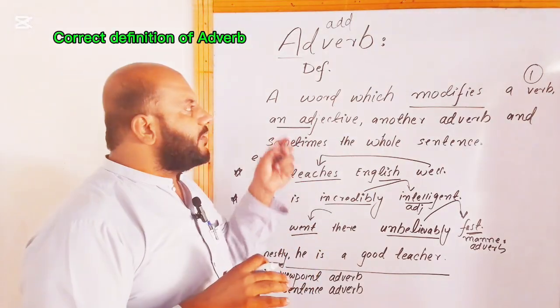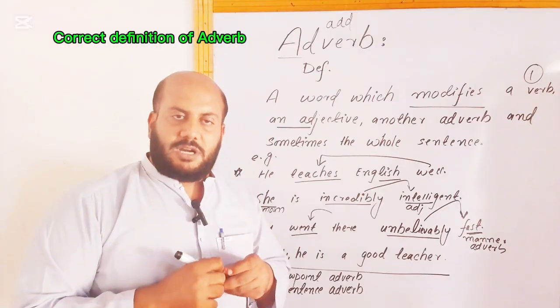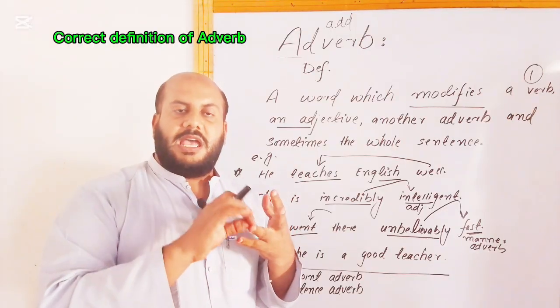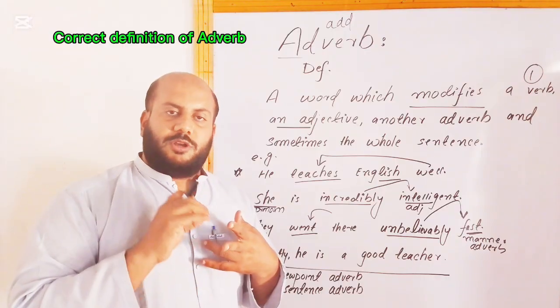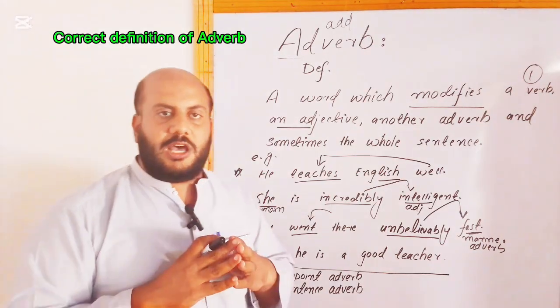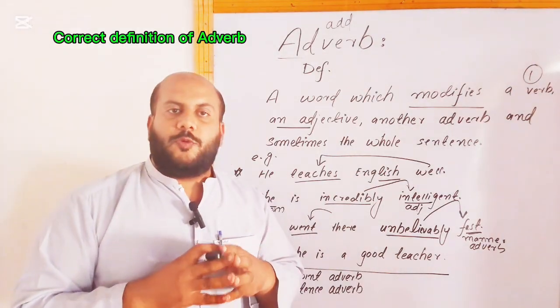So keep in mind, adverb is a word which modifies a verb, an adjective, another adverb, and sometimes the whole sentence. So an adverb which modifies the whole sentence is called sentence adverb or viewpoint adverb.